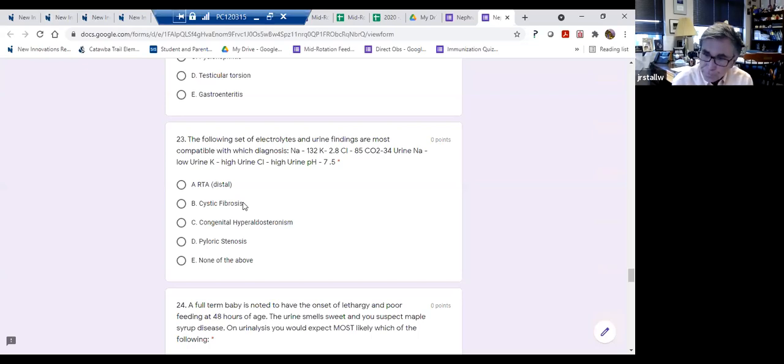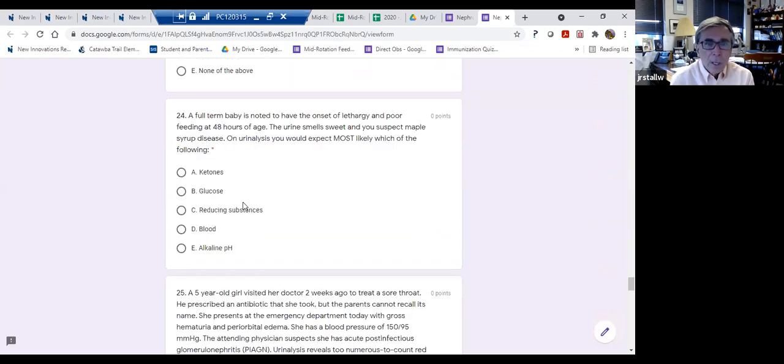24. Okay, let me look at my clock and be sure we're doing good with time. Okay, yep. All right, a full term is known to have onset of lethargy and poor feeding at 48 hours. The urine smells sweet. They go ahead and tell you it's maple syrup urine. Well, maple syrup urine is an amino acid problem. It's not a fat problem. It's not a carbohydrate problem. So therefore, you would expect ketones in the urine, right? So 24 is ketones in the urine.